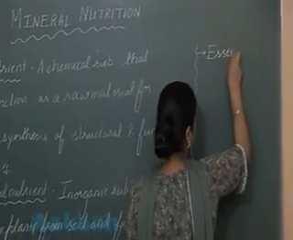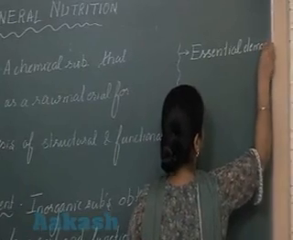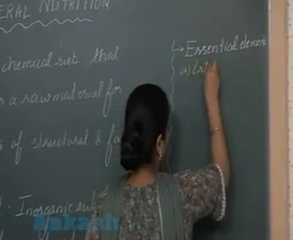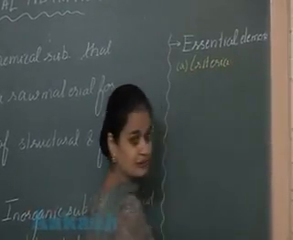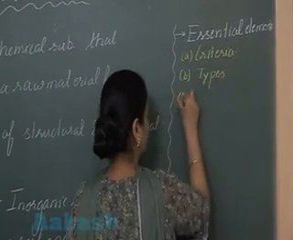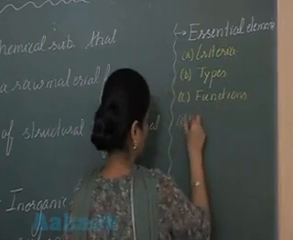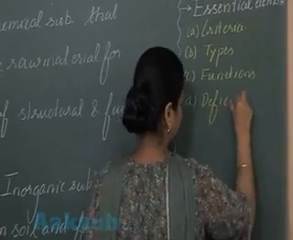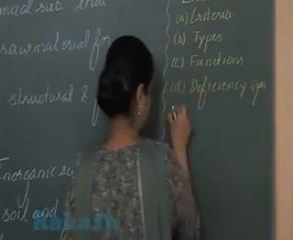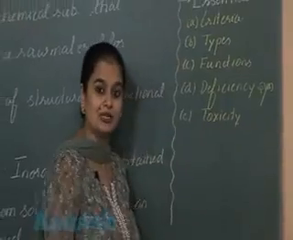First, essential elements. In the essential elements, one, I will be dealing with the criteria of essentiality, right? Second, types of essential elements. Then functions of essential elements, their deficiency symptoms, then toxicity of essential elements.